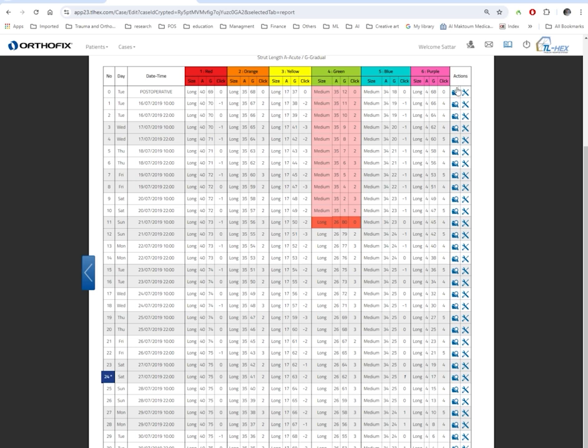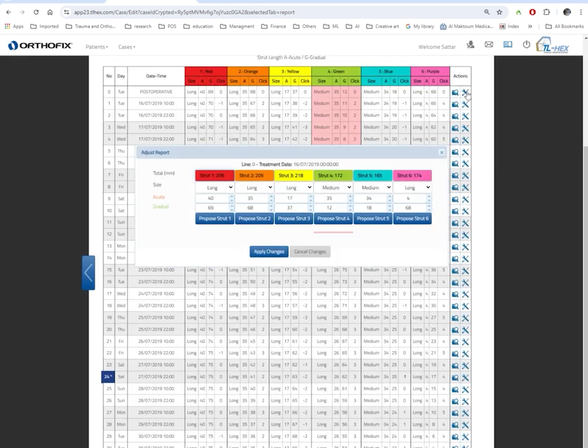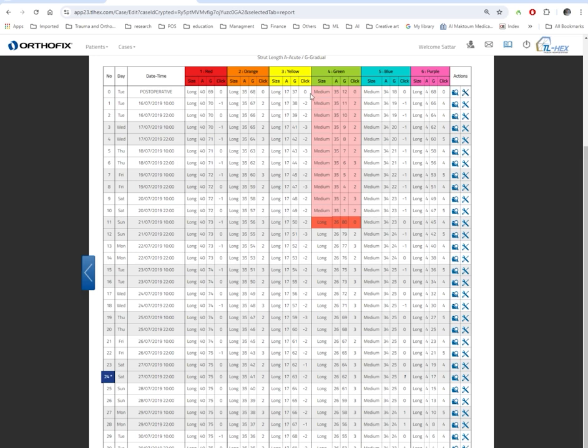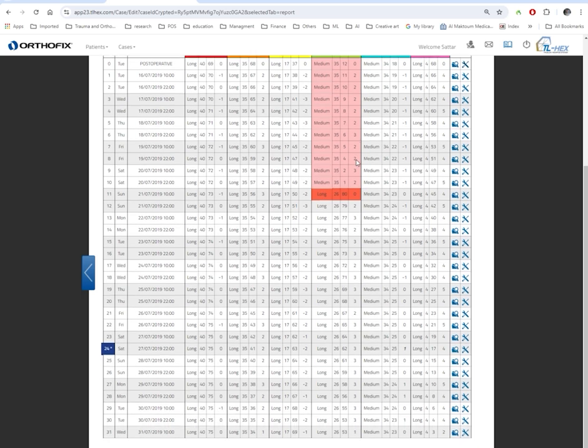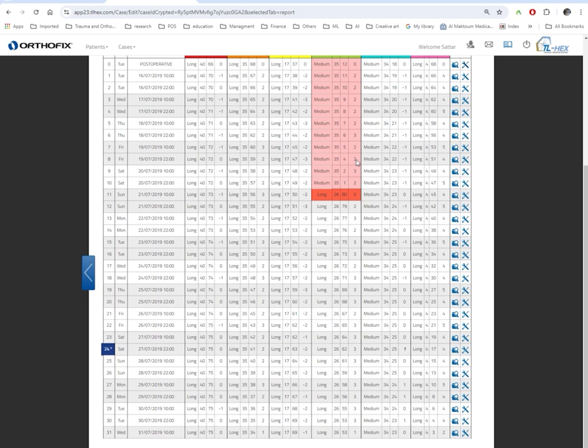So I can use this button here, adjust, and I can change this one to long. As I change this one to long, I'll put in the new number and apply changes. And this will make this strut long, and I don't need to change it in the future. So this is a trick to help you become more efficient with your time. Then you monitor your patient on a weekly basis until the correction is full.